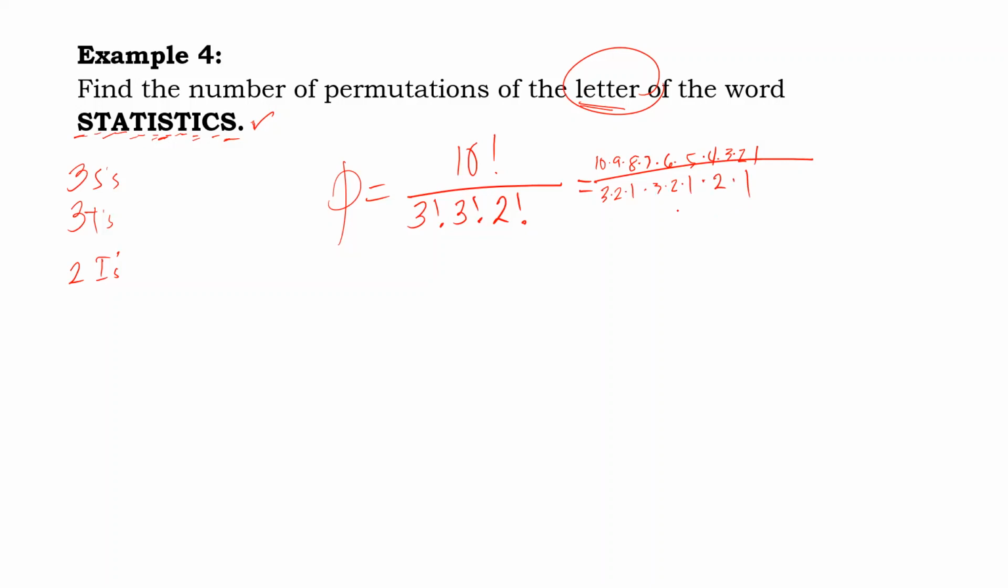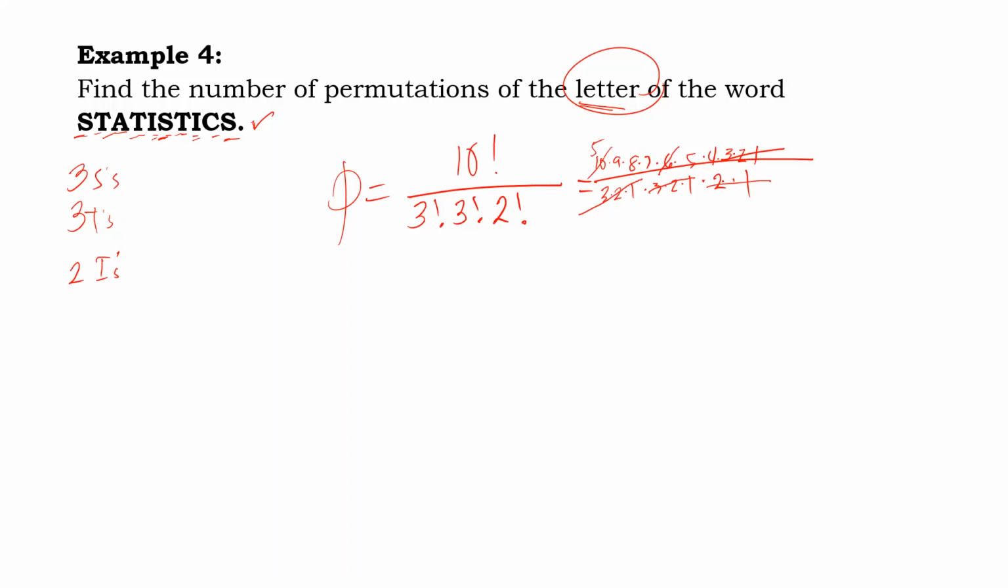So, para ma-lessen yung number, pwede tayo mag-cancel. I-cancel ko na to si 3 times 2 times 1, tsaka itong si 3 times 2 times 1. Now, alin ba dyan ang pwedeng i-cancel? 3 times 2 times 1 is 6. Cancel ko si 6. Si 2 times 1 is 2. Pili ka dyan kung saan mo pwedeng i-cancel si 2 times 1. Ang 2 times 1 is 2, so cancel natin sa 10, magiging 5 na lang ito.